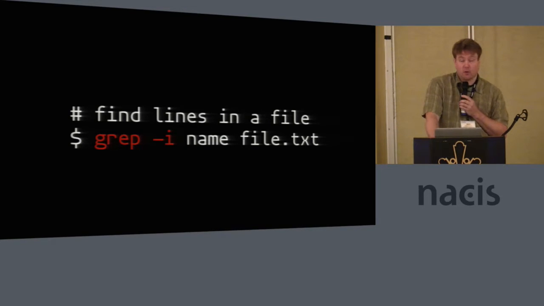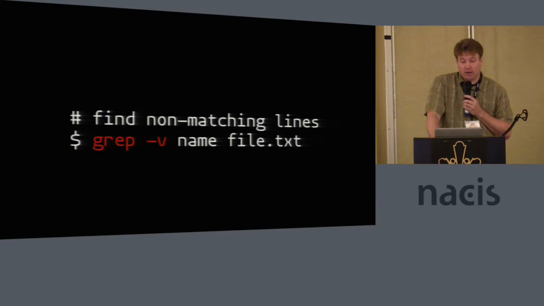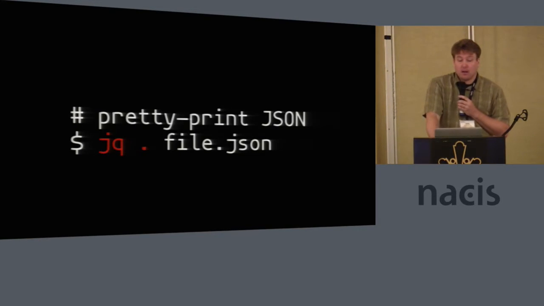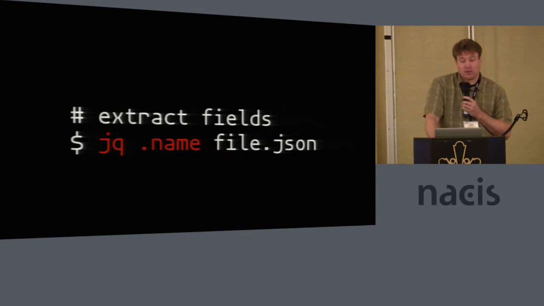You can search for things with grep. You can search for things that aren't there with grep -v. You can count stuff with wc, word count. If you do wc -l, you can find out how many lines there are in something. You can extract fields from JSON and pretty print it with jq. So in this case, I'm pulling the name property out of a file.